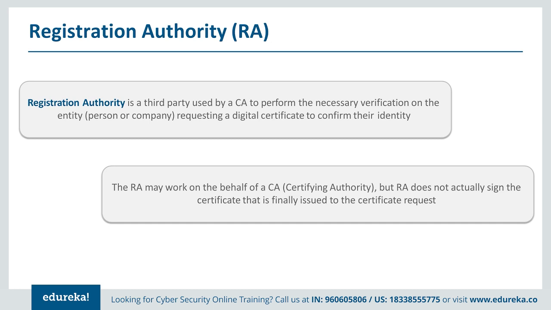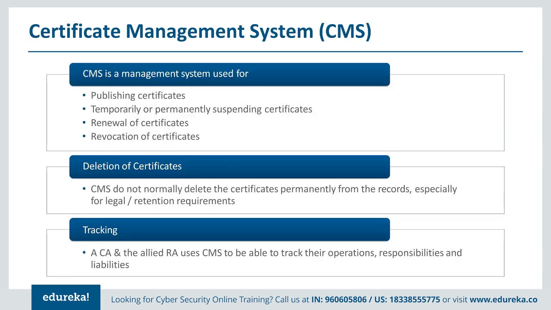Okay, the registration authority is a third party used by the CA to perform the necessary verification on the entity or request the information on the person. The registration authority also helps us in getting the certificate signed. Even if you're not able to generate a CSR by yourselves, we can provide the information to them, and they'll help us in getting the CSR generated. Certificate management system: the certificate management system publishes the certificate, temporarily or permanently suspends the certificate, renews the certificate, and handles revocation, deletion, and tracking of the certificate. These are the functions of the CMS.